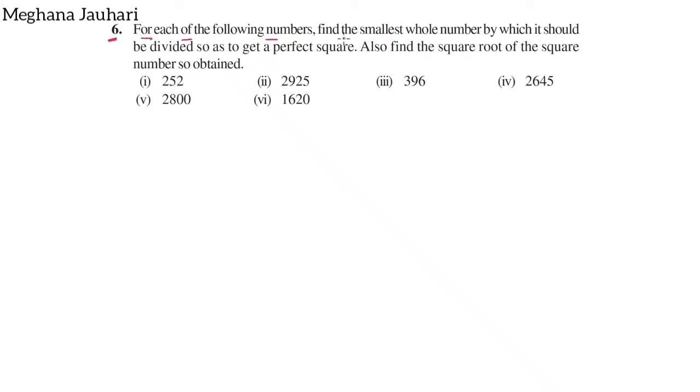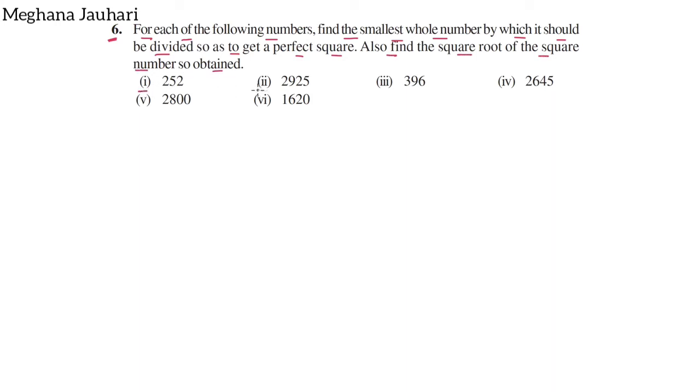Let's start with question number 6. For each of the following numbers, we have to find the smallest whole number by which we should divide it to get a perfect square. Also, we need to find the square root of the number so obtained.